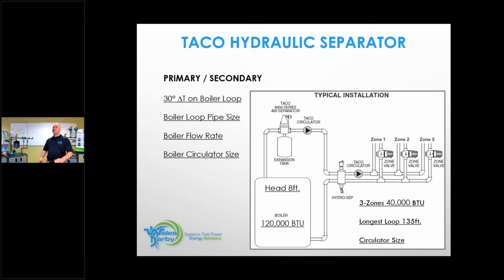Right, so on the system side, basically, whatever it's connected to is really what's gonna dictate the delta, right? So if it's a baseboard system, we know it's a 20-degree delta, and we'll calculate that there. On the boiler side, if it's a cast iron boiler, it should be a 20-degree delta. If it's a condensing boiler, it could be anywhere from 20 to 35.